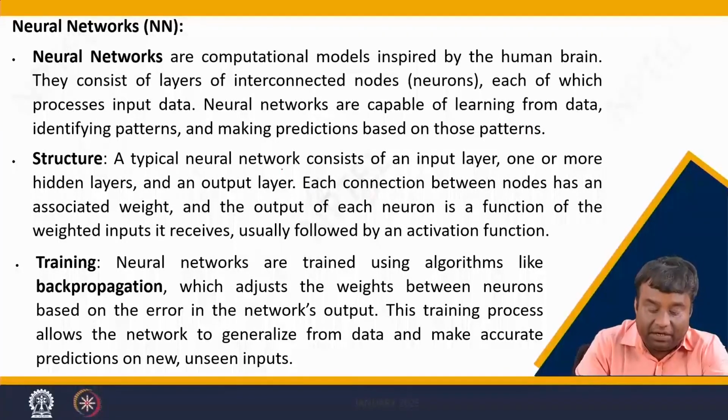Structure: a typical neural network consists of an input layer, one or more hidden layers, and an output layer. Each connection between nodes has an associated weight, and the output of each neuron is a function of the weighted inputs it receives, usually followed by an activation function. Training: neural networks are trained using algorithms like backpropagation, which adjust the weights between neurons based on the error in the network's output. This training process allows the network to generalize from data and make accurate predictions on new unseen inputs.